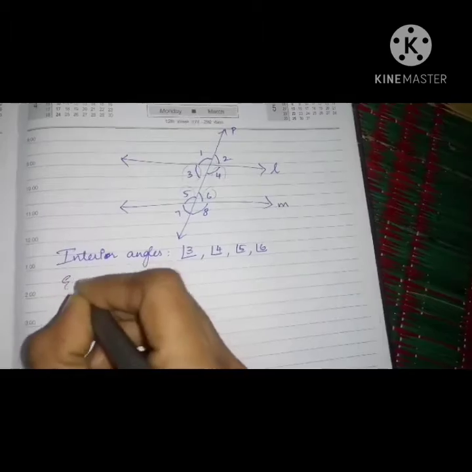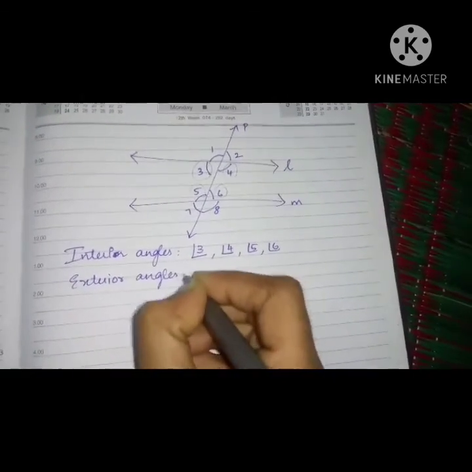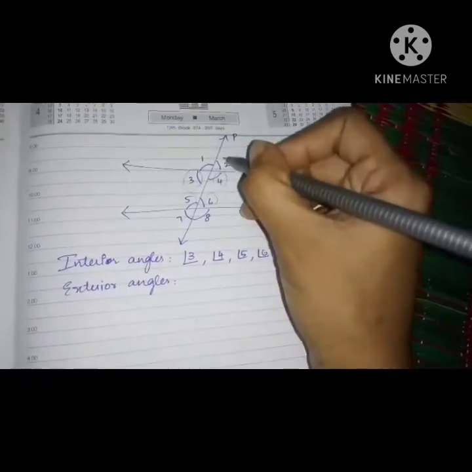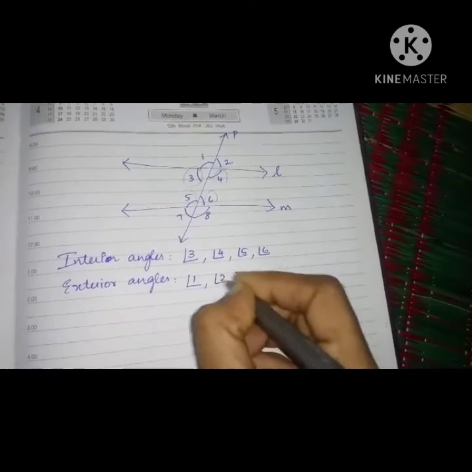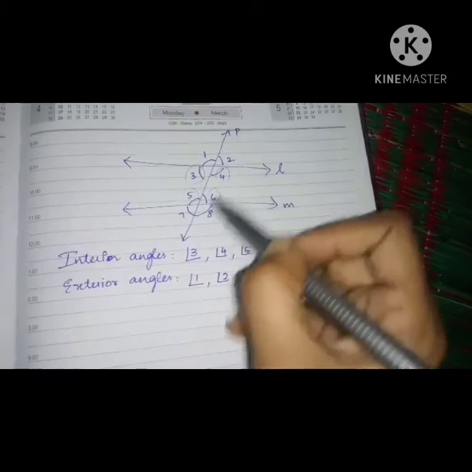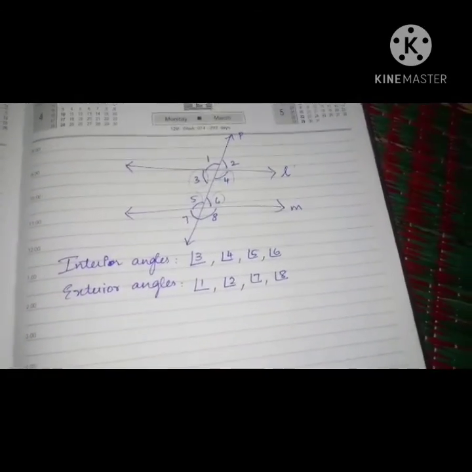So, exterior angles. What are the exterior angles, outside of these parallel lines? 1, 2, 7, 8. Angle 1, angle 2, angle 7, angle 8.